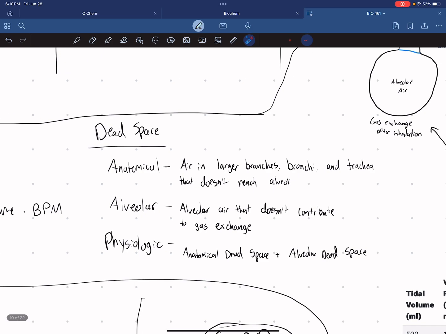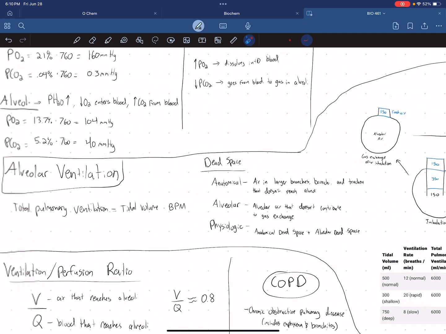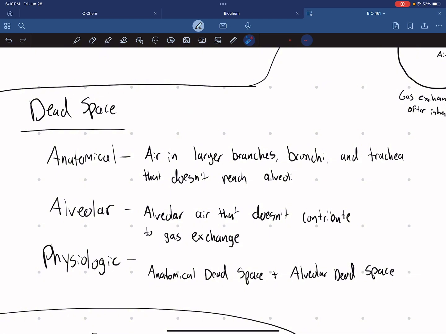When we talk about the alveolar ventilation, we know that there are different kinds of dead space. And so to define dead space, we have anatomical and alveolar. Anatomical dead space is air in larger branches and bronchi and trachea that doesn't reach the alveoli. So this is the air that is unable to get all the way down to the alveoli for gas exchange. The alveolar dead space is the alveolar air that doesn't contribute to gas exchange. So there's air in the alveolus that won't exactly contribute to gas exchange, although this number is very low.